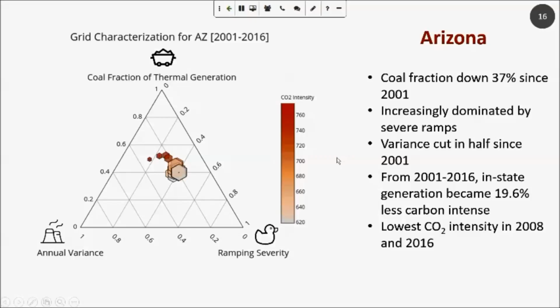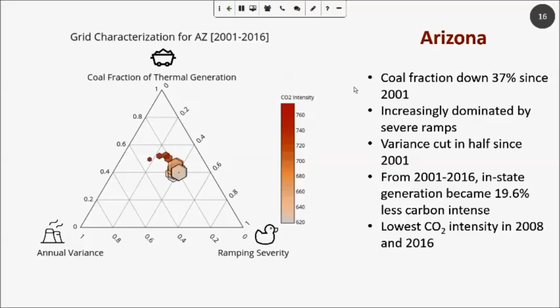So if we actually dig into the data a little bit more, and again, I'll just mention that this number, 37%, and a couple of the other facts I pulled out are from my own personal analysis. You would not be able to just read that directly off of the graph. But if we dig in a little bit more, we can find out that coal fraction of thermal generation has actually decreased 37% since 2001. Arizona is increasingly dominated by severe ramps. Not only is it dominated by severe ramps, but the variance has actually been decreasing since 2001.